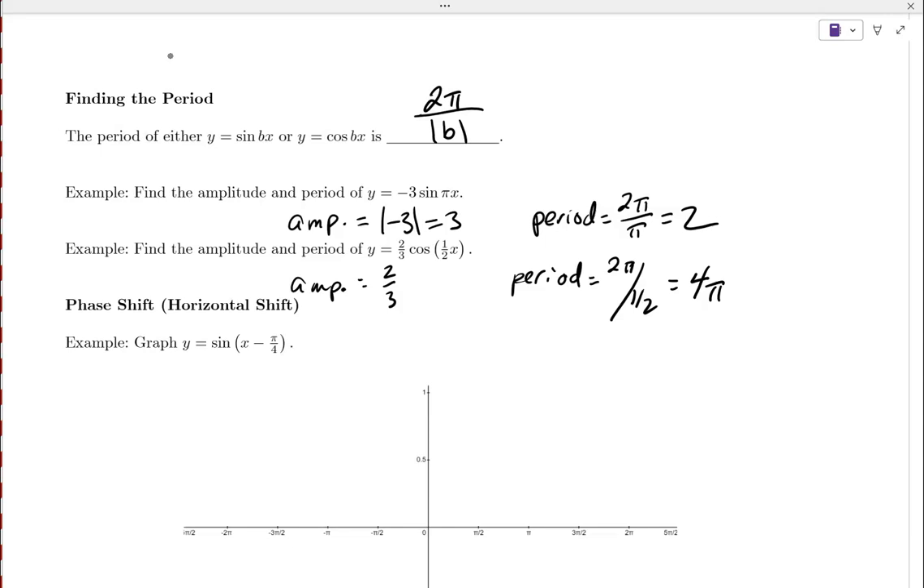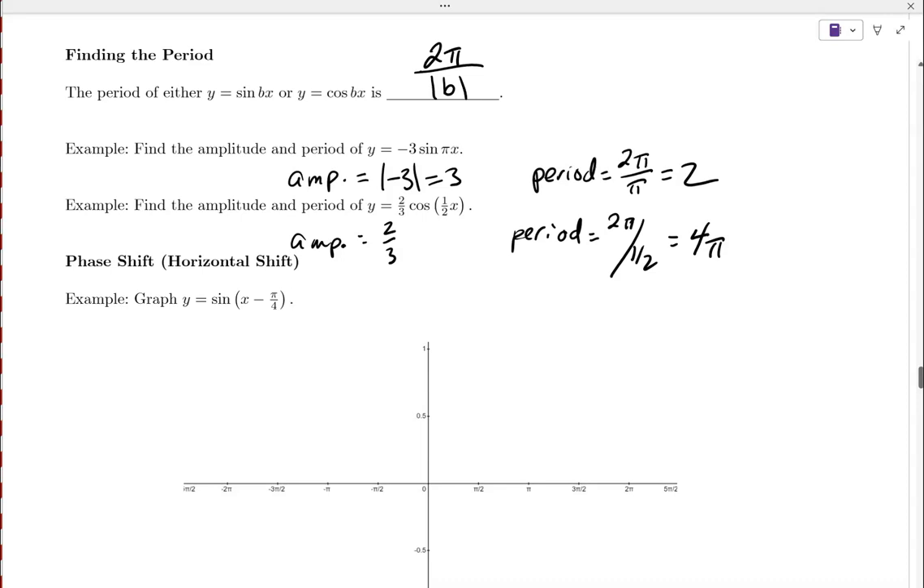Not too bad? Okay. We'll do more of these next time, including doing some shifting, which for trig functions we refer to as phase shifts. We'll talk about that, and then we'll do the vertical shifts at the end, and then we'll probably talk about some other trig functions before we take our quiz on Friday.